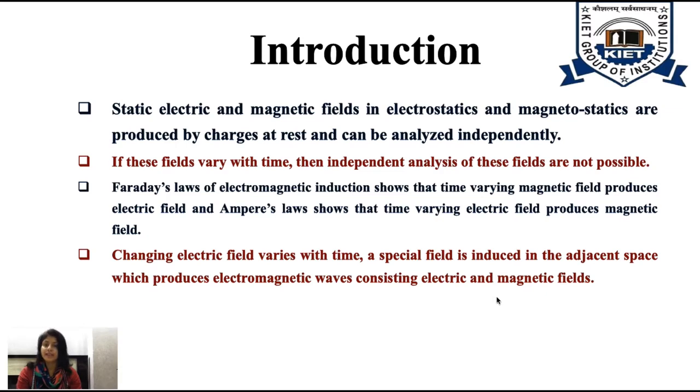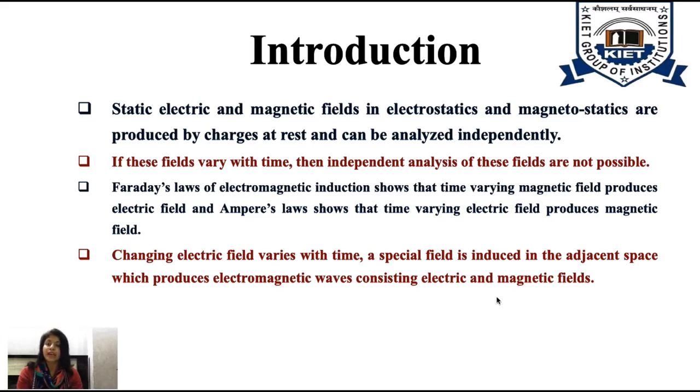Because Faraday's law of electromagnetic induction says that a time varying magnetic field produces electric field, and Ampere's law says that a time varying electric field produces magnetic field. Means according to Faraday's law, when the magnetic field changes with time, it produces electric field, and Ampere's law says that when the electric field changes with time, it produces magnetic field.